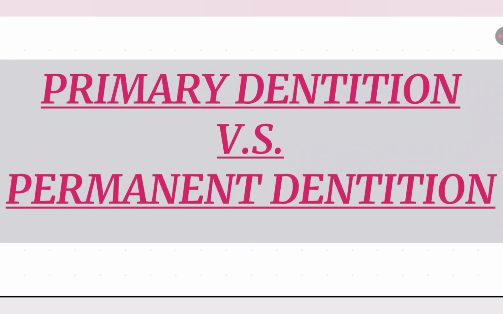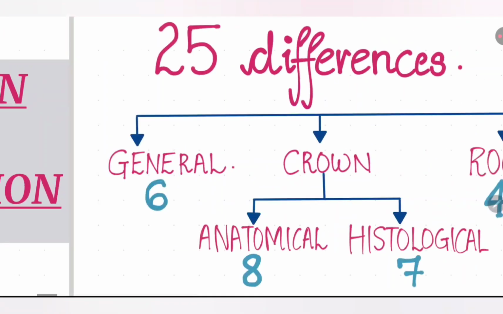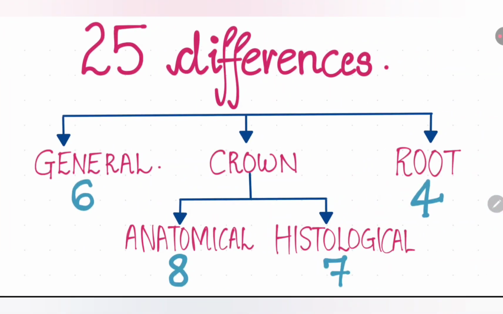This question, primary dentition versus permanent dentition, is a frequently asked PYQ in pedodontics as well as in dental anatomy and dental histology. So, let's get into it. As stated before, we have 25 differences.